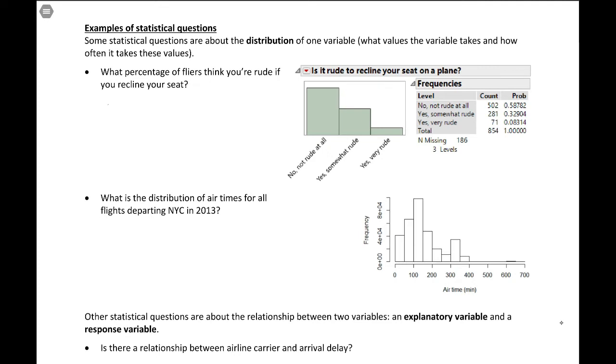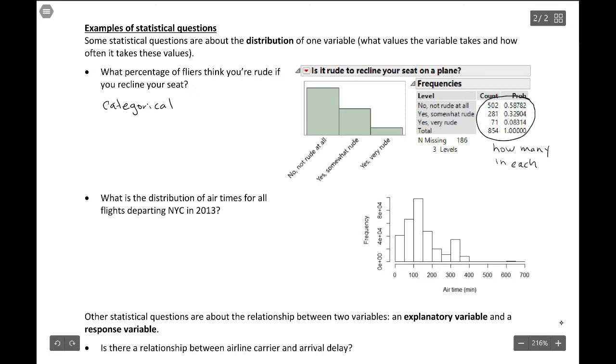Okay, so this is actually a question about a categorical variable. This can be a little bit confusing at first because it seems like we have a lot of numbers here, right? We've got counts, we've got percentages, that seems quantitative. But if you think about it, what these numbers are actually telling you is just how many are in each category, right? We've got three categories here, that reclining your seat is not rude at all, somewhat rude, or very rude, and the numbers are just telling us how many are in each of those categories.